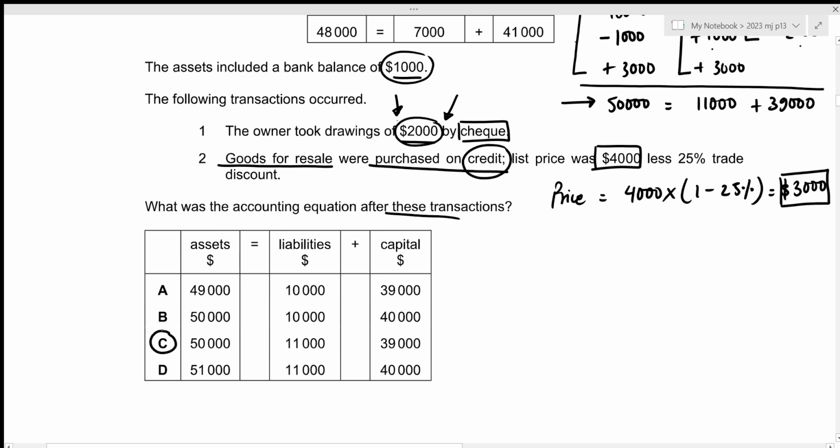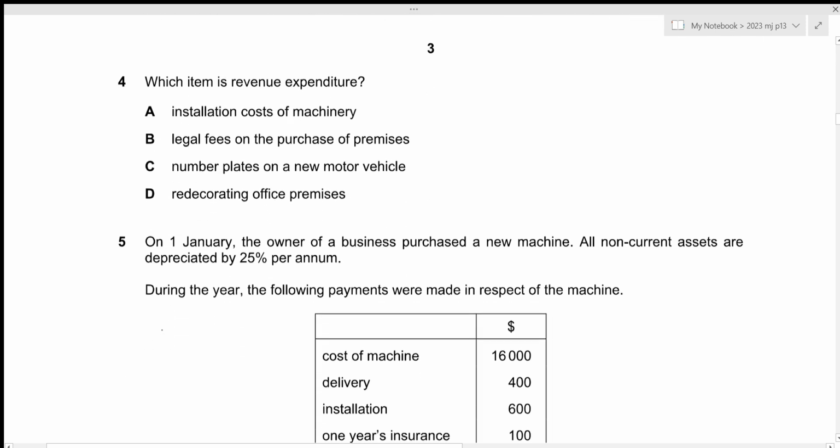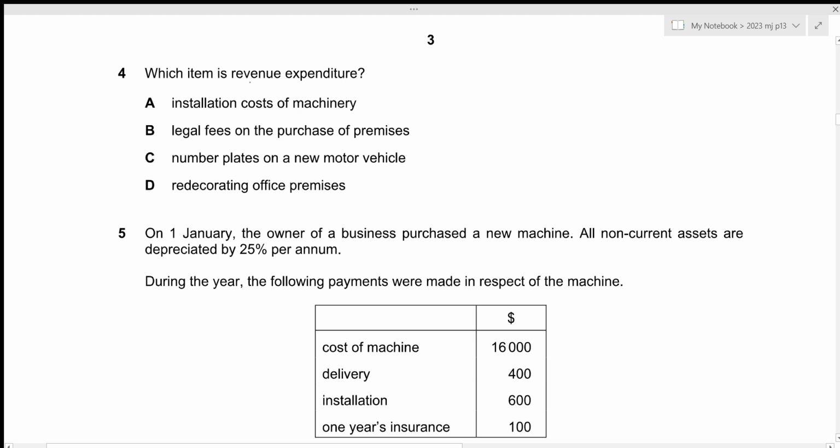Let's move towards the fourth question. We need to figure out which item is revenue expenditure. Remember that revenue expenditure are recurring expenses. These are the expenses that will occur time and again. So for the first option, we're given installation costs of machinery. Remember that once the machinery is installed, we do not have to install it time and again, which means that these are not recurring expenses. These are non-recurring expenses, so it cannot be revenue expenditure.